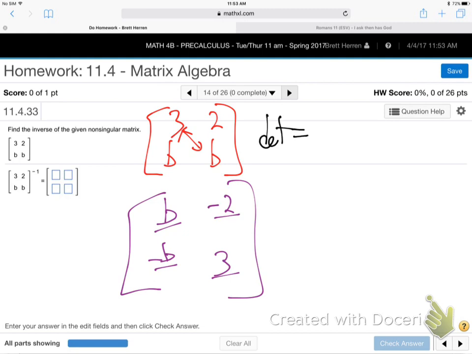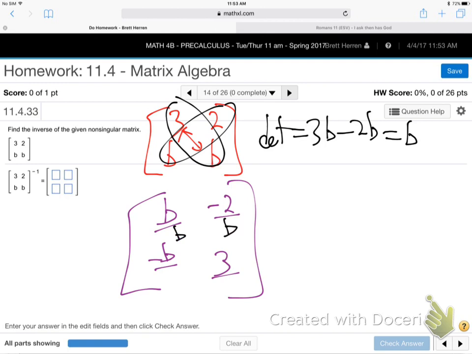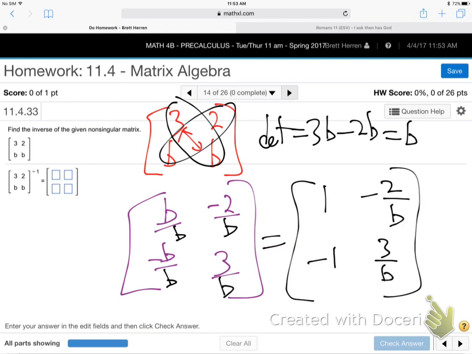And the determinant is main diagonal 3B minus other diagonal 2B. It's just B. So divide all 4 by B. What do we get? 1, minus 2 over B, minus 1, and 3 over B. There's our answer. There's the inverse.